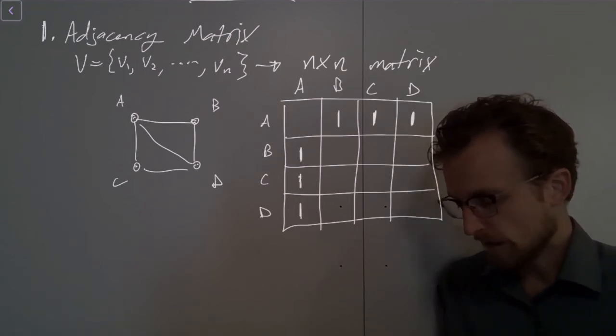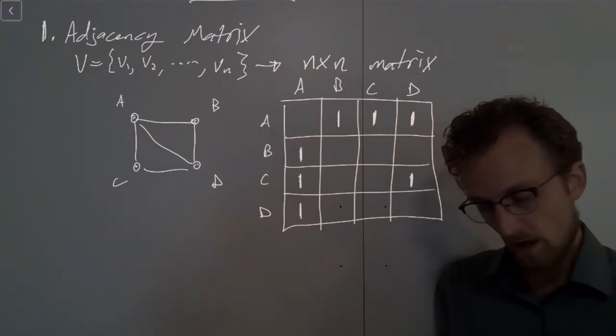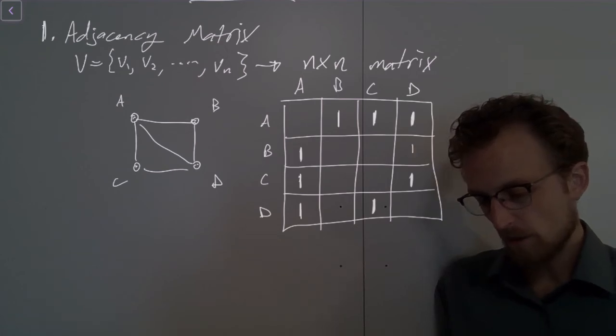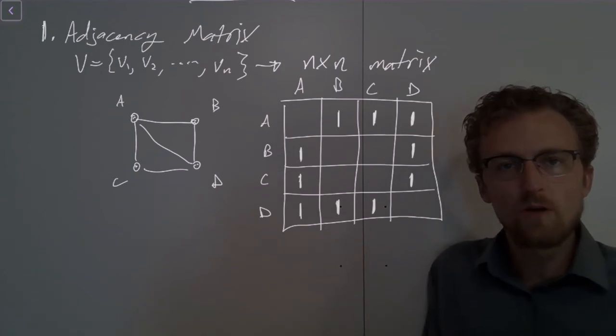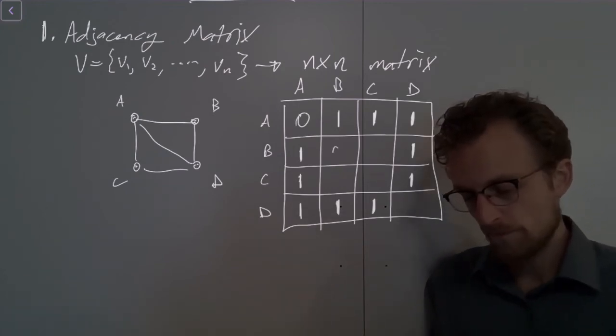I have an edge between C and D, so I'll put a 1 here, and then I'll put one here. And I have an edge between B and D, so I'll put a 1 here and a 1 here. And then I fill the rest of the matrix with zeros.